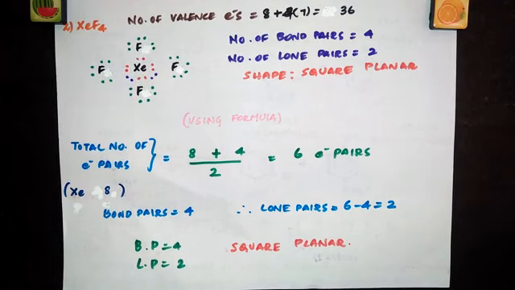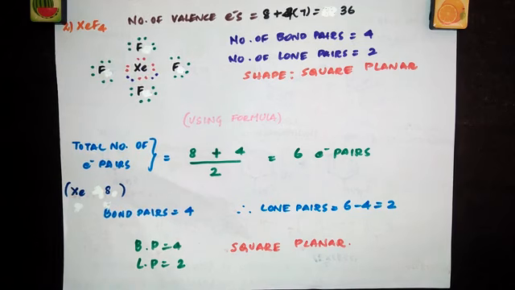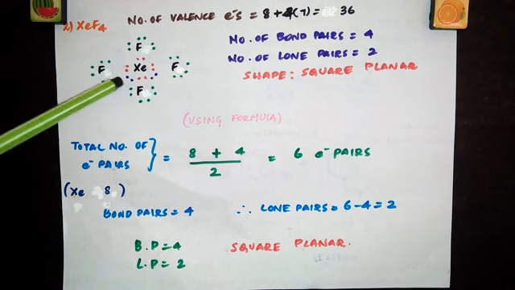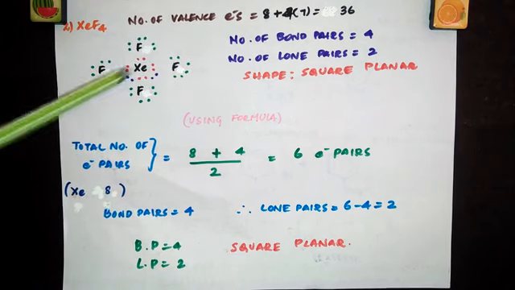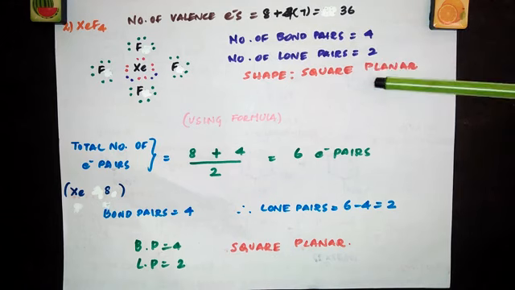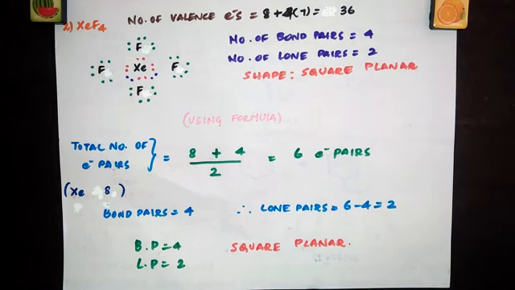So now calculate the number of bond pairs. How many bond pairs are there? 1, 2, 3, 4. 4 bond pairs of electrons. How many lone pairs on xenon? 1, 2. So 2 lone pairs. So when you have 4 bond pairs and 2 lone pairs, what will be the shape? Square planar. So this is finding the shape by drawing the Lewis structure.